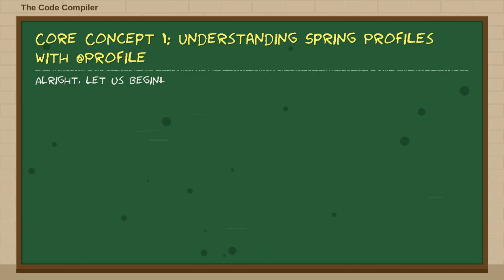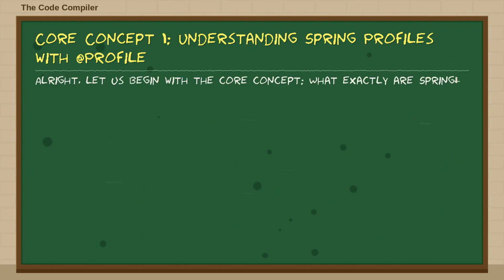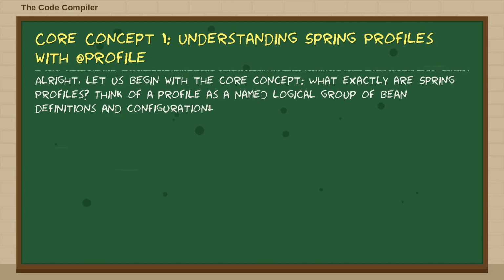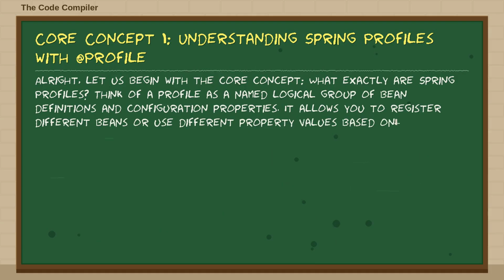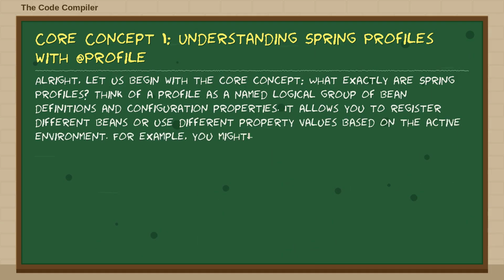What exactly are Spring profiles? Think of a profile as a named logical group of bean definitions and configuration properties. It allows you to register different beans or use different property values based on the active environment. For example, you might want to use an in-memory database like H2 for your development environment, but a robust PostgreSQL database for production. Instead of commenting out code or manually changing properties, you can simply tag your components or configuration files with a specific profile name.